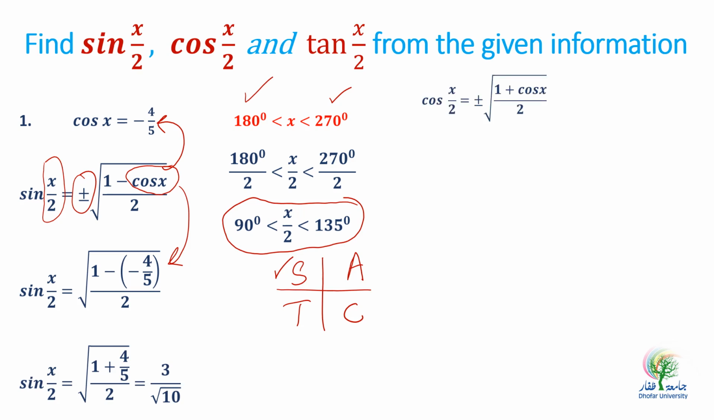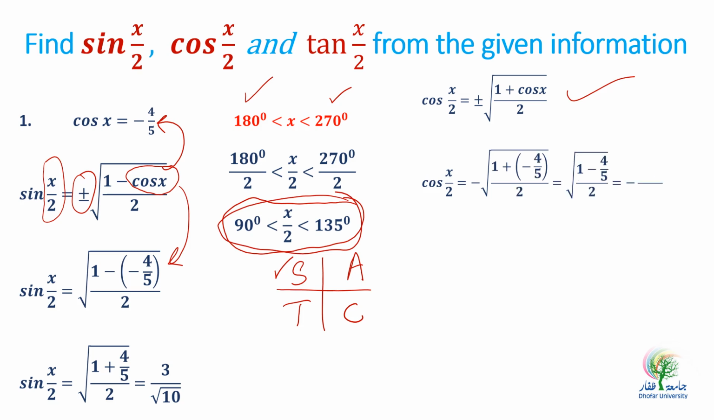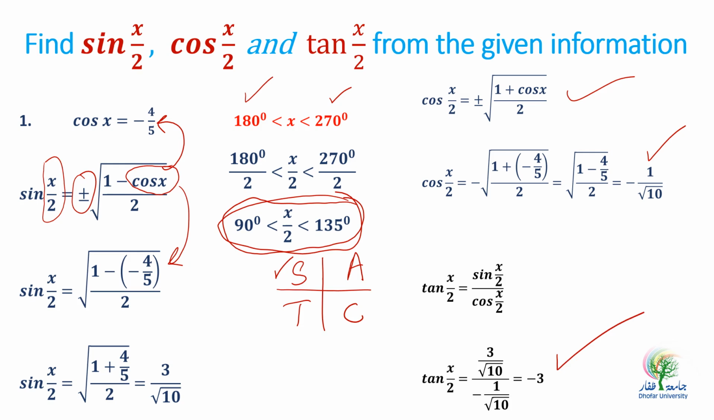Similarly, for cosine, this is the formula. You know x by 2 is in quadrant 2. In quadrant 2, is cosine plus or minus? Cosine is minus, yes. So minus square root of 1 plus cosine x by 2, and we will replace cosine with minus 4 by 5. The answer will come minus 1 by square root 10. Tangent x by 2 is simple. Sine x by 2 divided by cosine x by 2. Put the values and we will get the answer minus 3. It's like that. I hope it is clear.